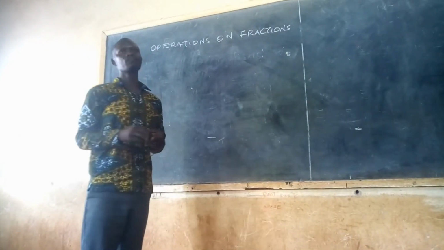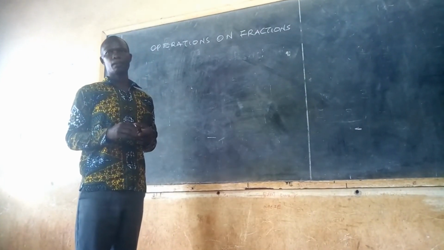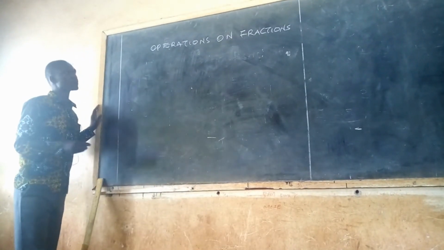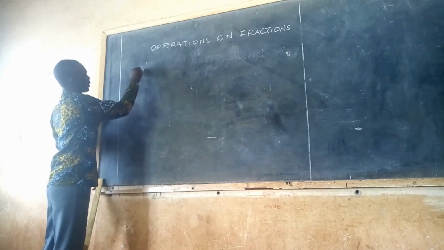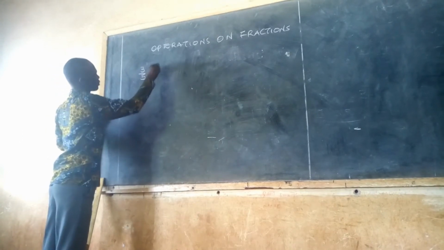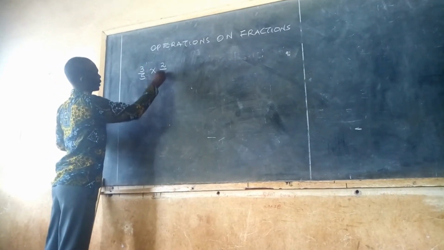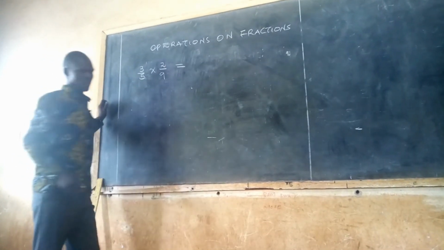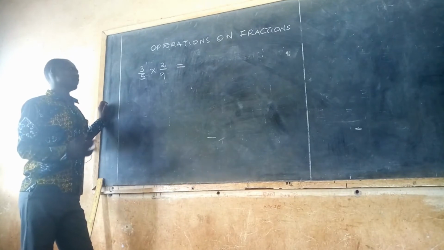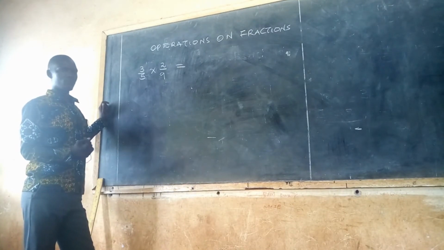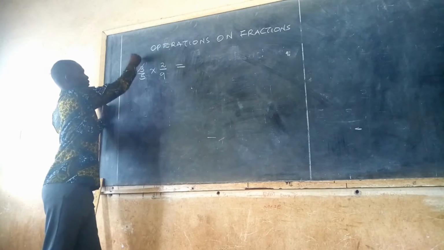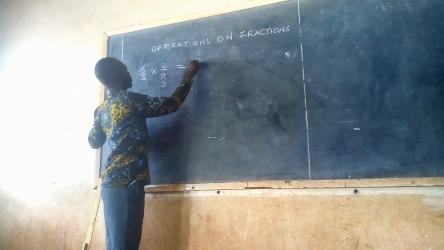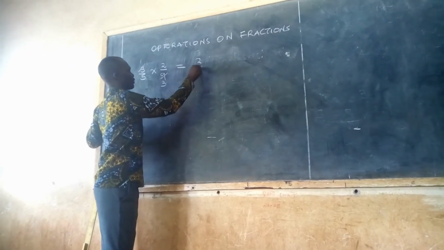Addition of fraction. This is rather direct. There is not much trouble in this. I'll give only 3 examples. 3 over 5 times 2 over 9. Straight away, you check whether there are any numerators and denominators that can cancel each other. So we'll have 3 ones, 3 times. At the end of the day, we'll have our 2 over 15.